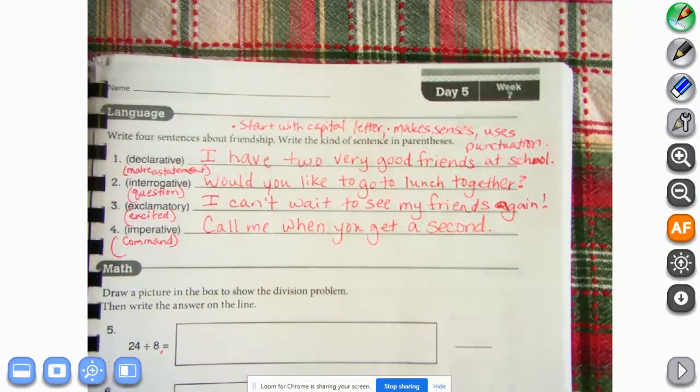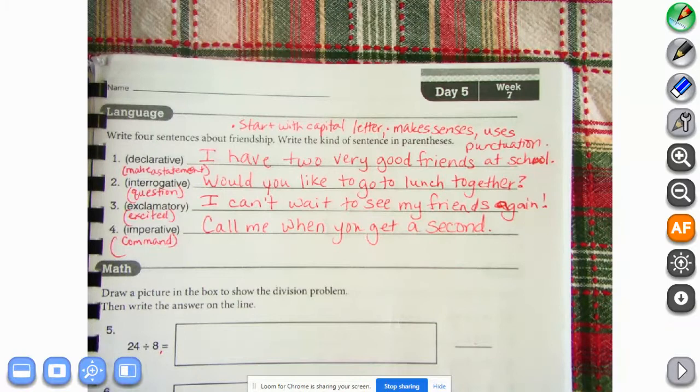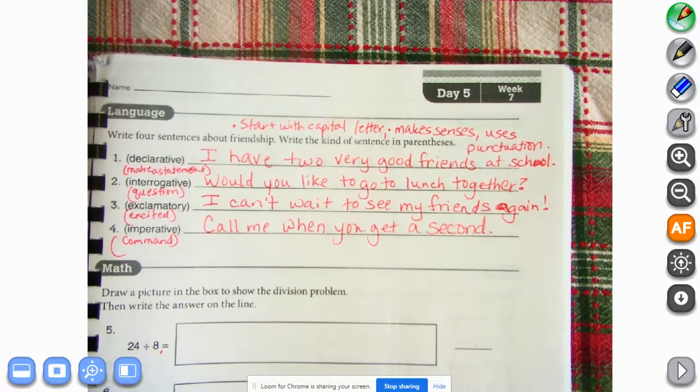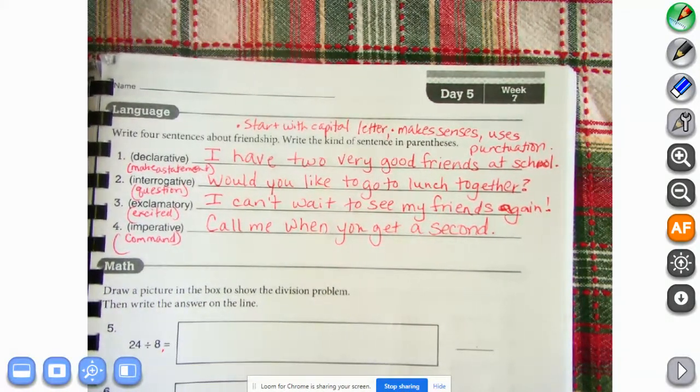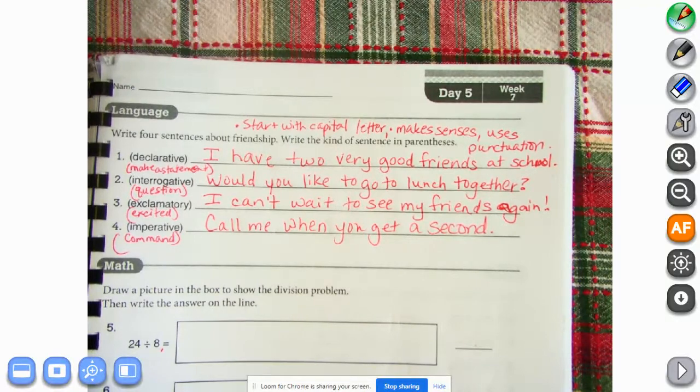Say that. All right, so you have very different sentences, I'm sure. But that might give you an idea. So if you were stuck and you couldn't think of something, that might give you an idea of something that you could write. Okay? All right, if you need a moment, go ahead and push pause because we're going to move down to math.